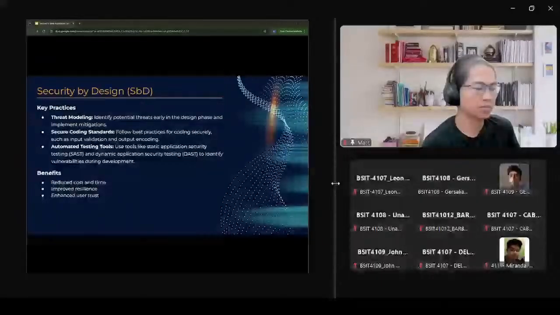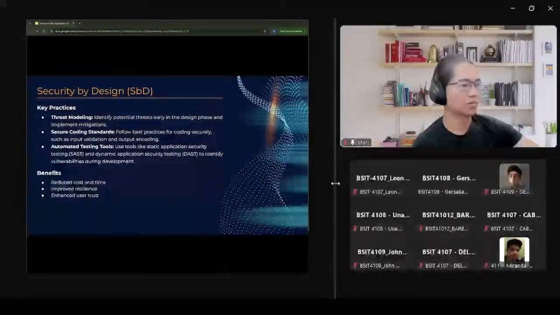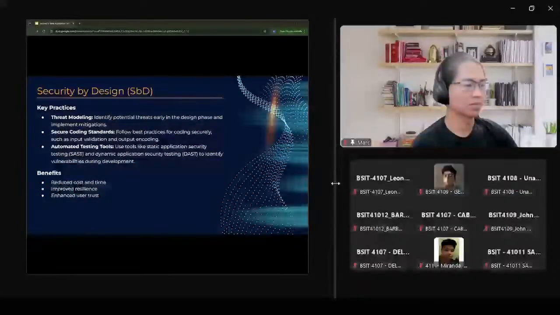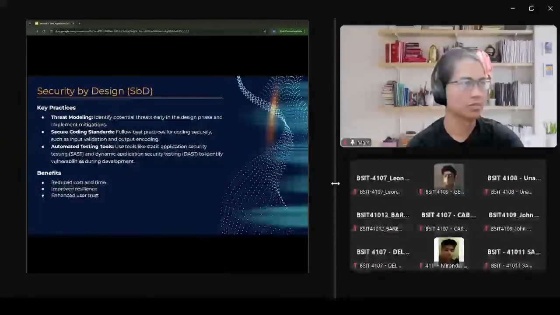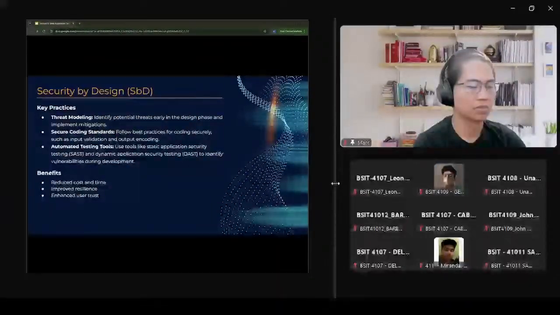Another tool that you can use is Dynamic Application Security Testing, or DAST. DAST tools simulate attacks on a running application to uncover weaknesses. Tools like OWASP ZAP and Burp Suite are widely used for this purpose.